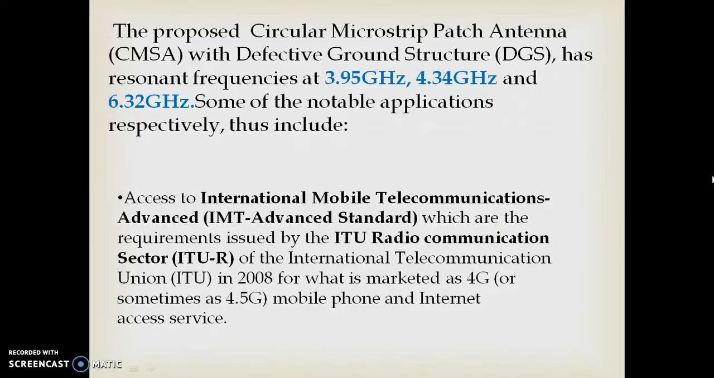Hello again everyone. Now in order to conclude the CMSA aspect of our project, we can see that the proposed circular microstrip patch antenna with DGS has resonant frequencies at 3.95 GHz, 4.34 GHz and 6.32 GHz. Some of the notable applications respectively include access to the International Mobile Telecommunications Advanced band, which are the requirements issued by the ITU Radiocommunication Sector of the International Telecommunication Union in 2008 for what is marketed as 4G mobile phone and internet access service.